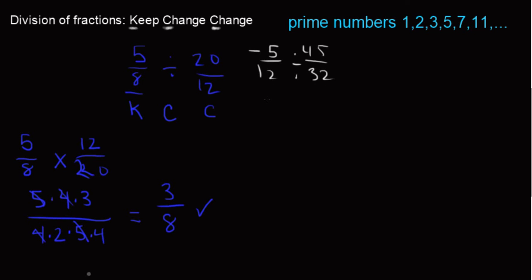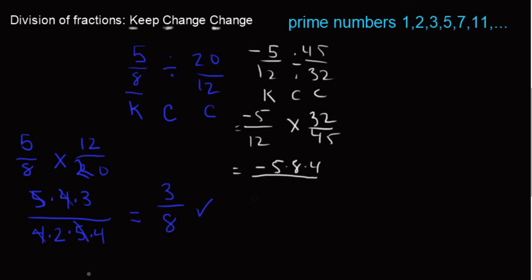Negative 5 over 12 divided by 45 over 32. Keep, change. We have negative 5 over 12 times 32 over 45. I'm going to break this down. I'm not going to multiply these big numbers together. I'll put it all under one line as well. I have negative 5 times 8 times 4, all over 12. I'm going to break that into 4 times 3.